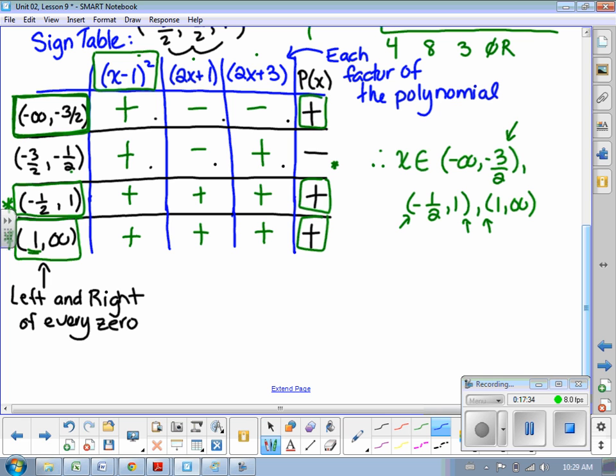I did say I'd show you a quick graph of how you can figure this out with the graph. You draw your graph, you put in your zeros at 1, at -1.5, and at -0.5. And then you would draw yourself your results, which is going to be a quotient with a coefficient.